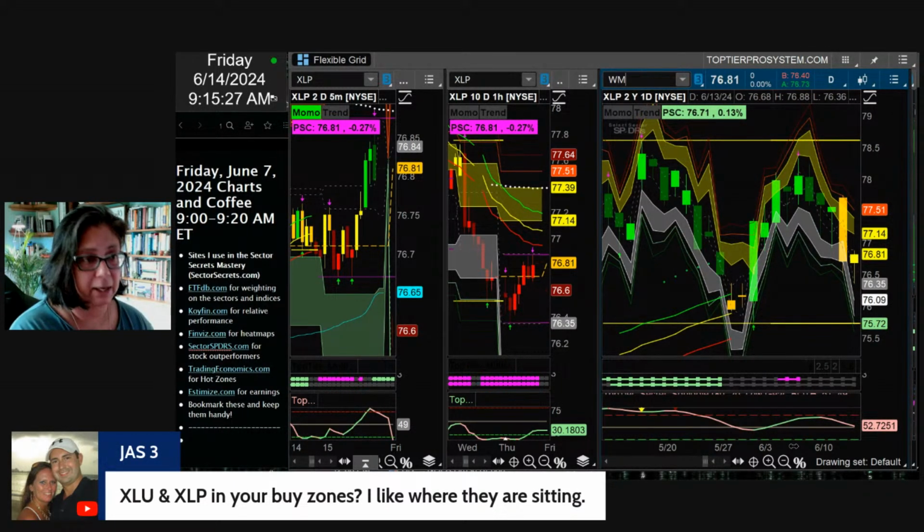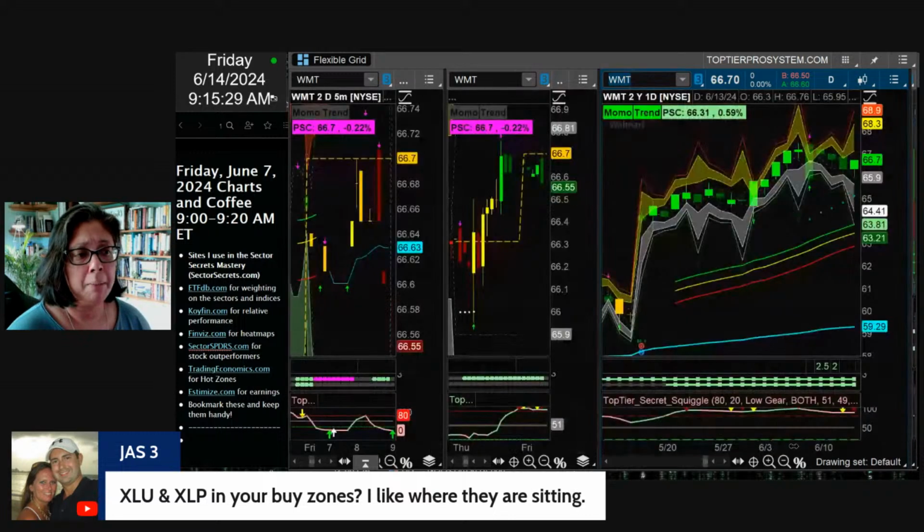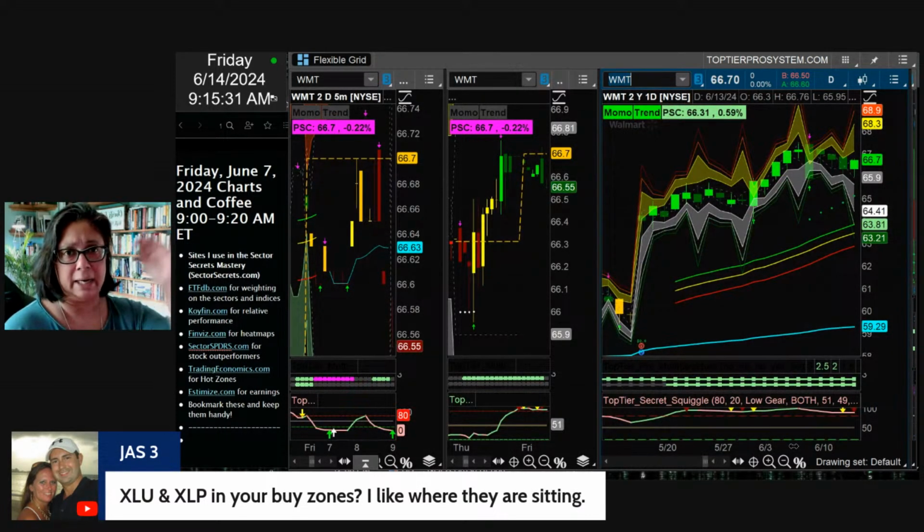I would say within the XLP, if we look at index versus sector stock, in this case sector stock, I'd probably say, rather than going with XLP, how about a relative outperformer within it, with Walmart?